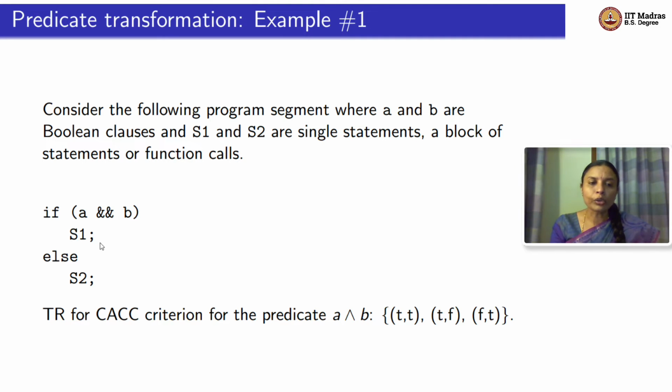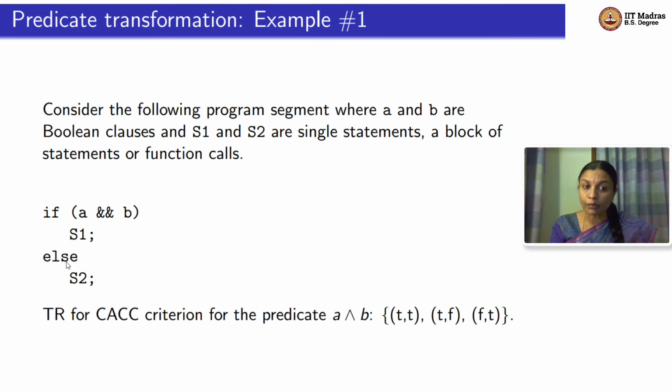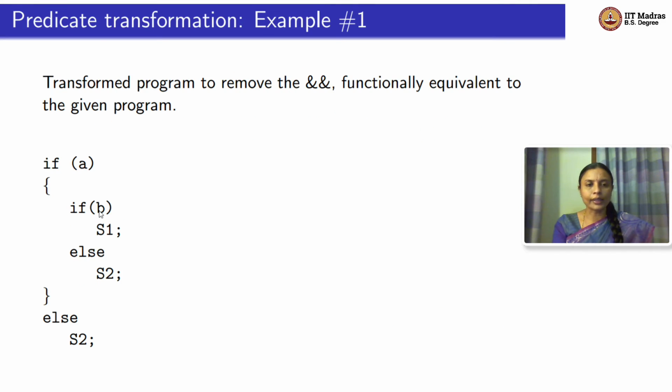Now we don't want to have this A and B, a predicate with 2 clauses. So for some reason, we would want to rewrite this predicate to have only single clauses. Let's try to transform the predicate such that the essence of this condition A and B is fully met. So I transform this program, which looked very simple and easy to read, to capture the essence of A and B without using the logical connective AND. The transformed program removes the logical connective AND but retains the same functionality as the original program.